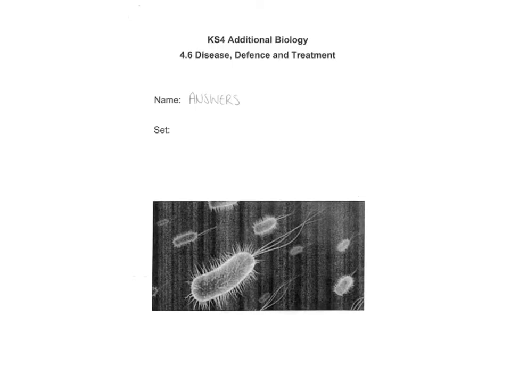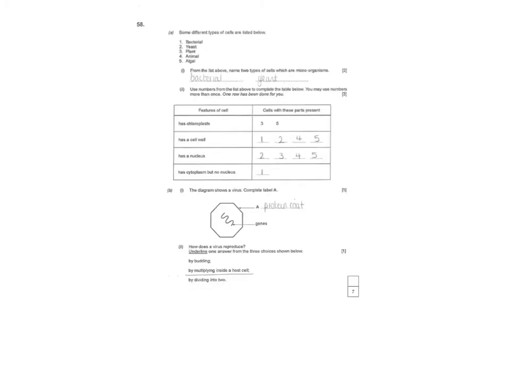So this is the answer booklet for Disease Defence and Treatment 4.6 Additional Biology. Again, you have the knowledge organiser here, which you should have used to help you answer the questions. Some different types of cells are listed below. From the list above, name 2 types of cells which are microorganisms, and the answer is bacteria and yeast.